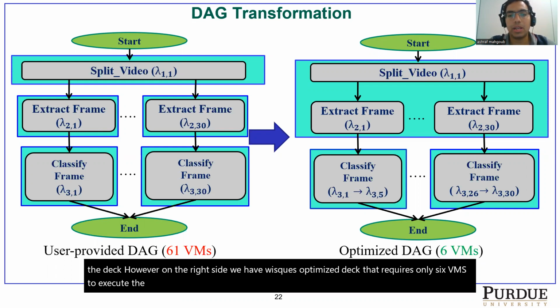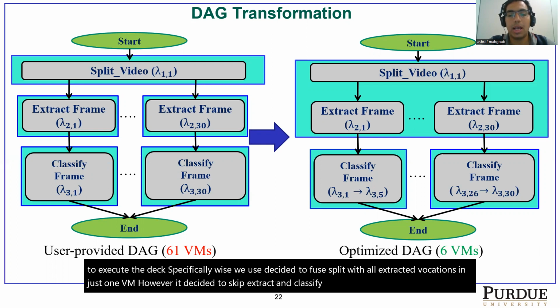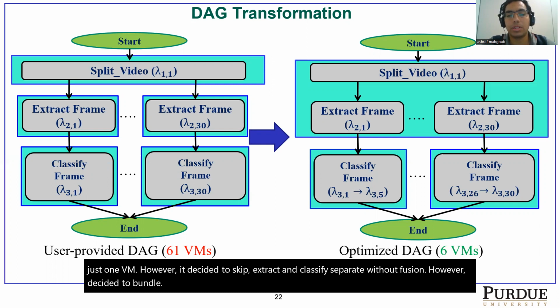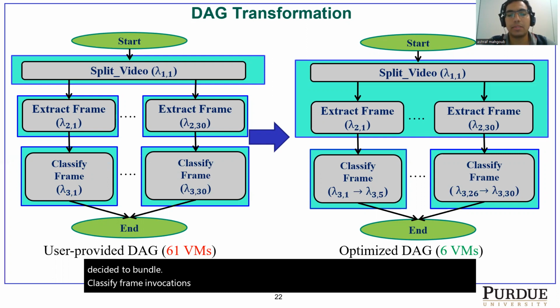Specifically, WISEFUSE decided to fuse split with all extract invocations in just one VM. However, it decided to keep extract and classify separate without fusion. However, it decided to bundle classify frame invocations into bundles of size 5 to minimize the computation skew between them.